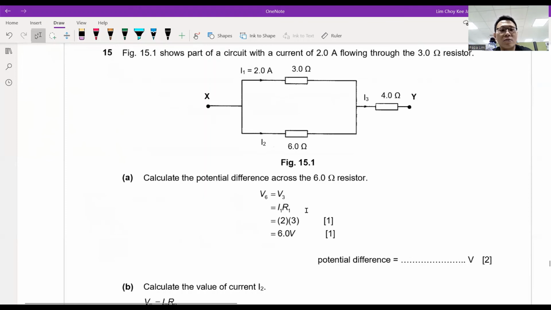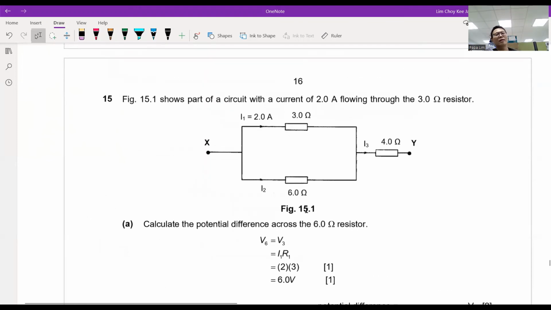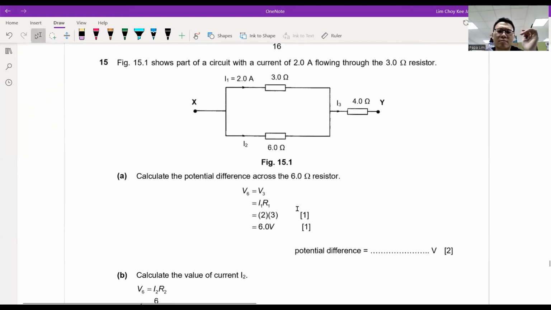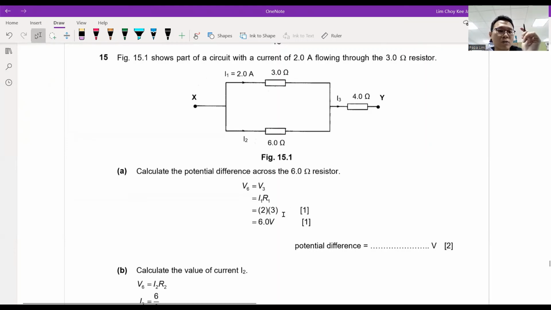Now for the last question, question 15, it's a circuit question. Students, you need to be very sure of your calculations, because the main part of circuit at O level is actually calculation. So you have to be very sure about your calculations.